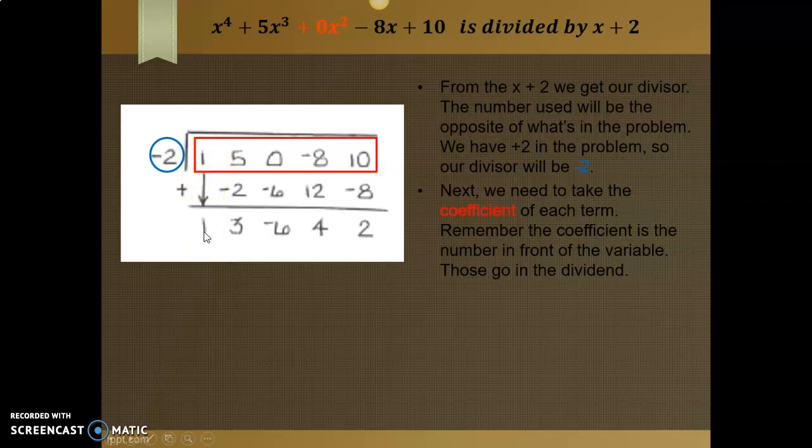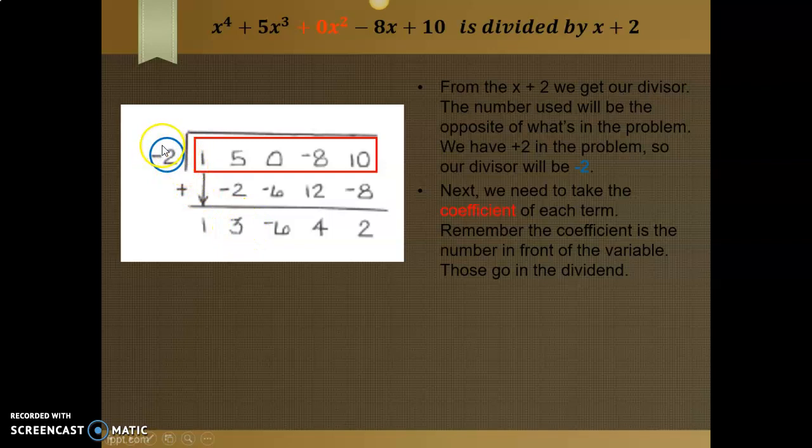From there, we're going to multiply. We multiply this number times our divisor. So 1 times negative 2, and we write it here. We're adding the numbers that are in our dividend to the numbers that we're coming up with now. So 5 minus 2, or plus a negative 2, is going to give us 3. Then we start the process over.